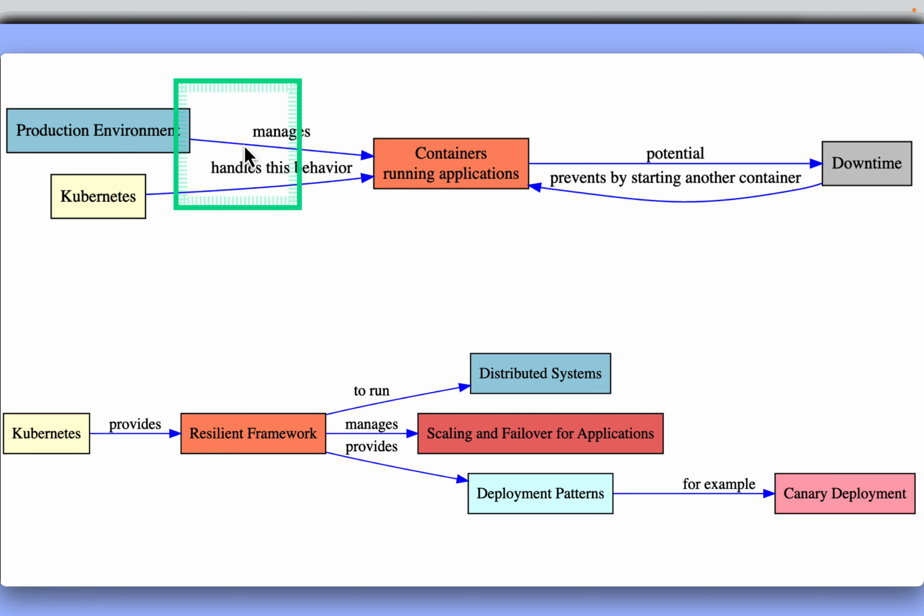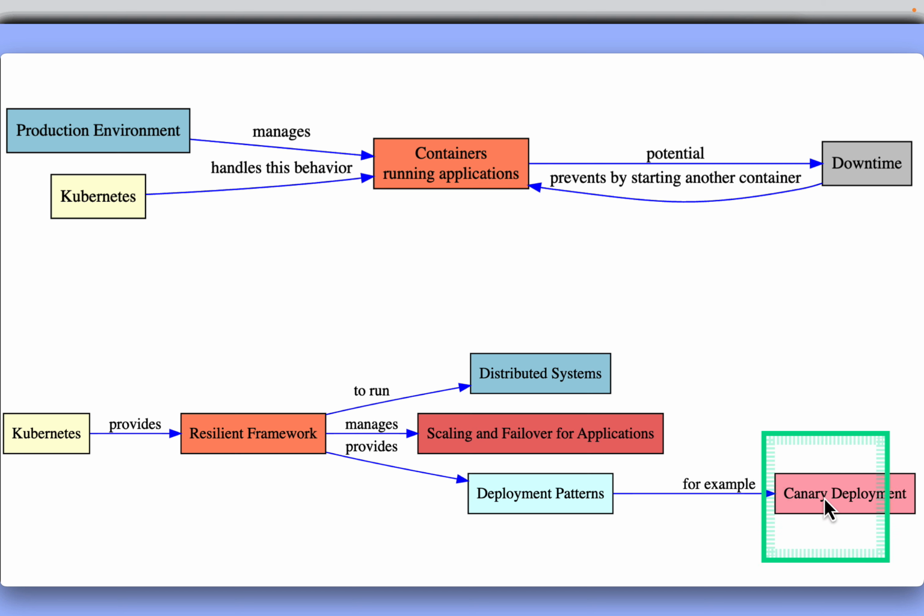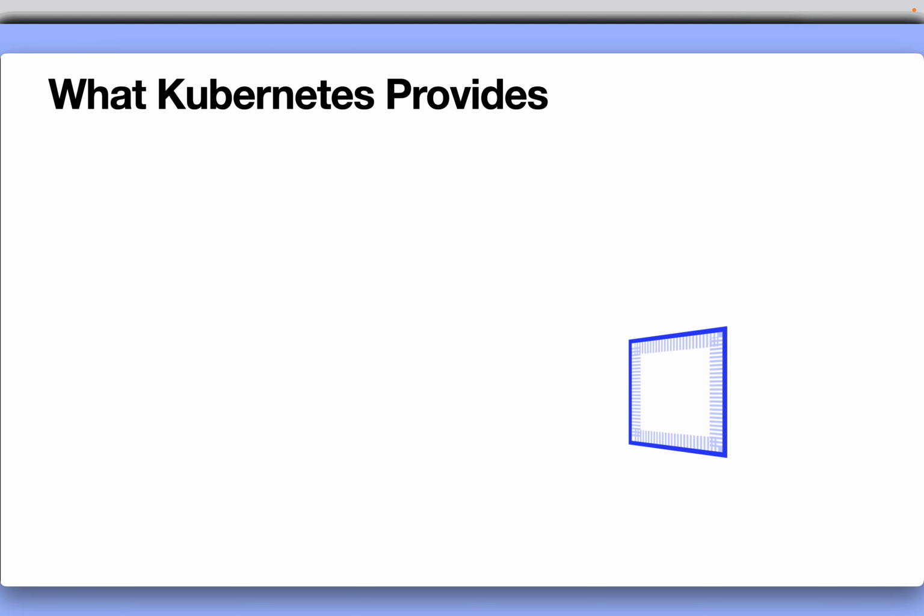A production environment manages containers running applications, and Kubernetes can handle this particular behavior. If you just have containers, there's a potential for downtime, but Kubernetes prevents it by starting another container. And Kubernetes provides a resilient framework to run distributed systems. It manages scaling and failover for applications. It provides deployment patterns. For example, canary, it can be blue-green, it could be A/B testing, or it could be any other strategy to distribute the traffic or do some kind of testing.